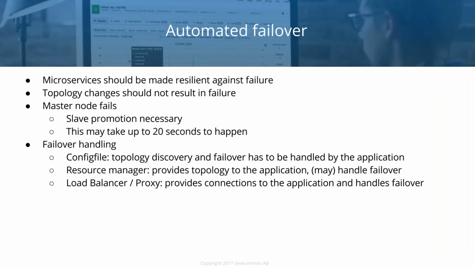I mentioned automated failover in the previous slide. This also happens without upgrades. Microservices and DevOps should be aware that automated failovers may happen. However, in the topology that is currently configured, the question is, how are you going to perform this failover? So, for instance, a master node would fail. That would make a slave promotion necessary, but it might take 20 seconds to happen because at first something has to identify that the master node has failed.